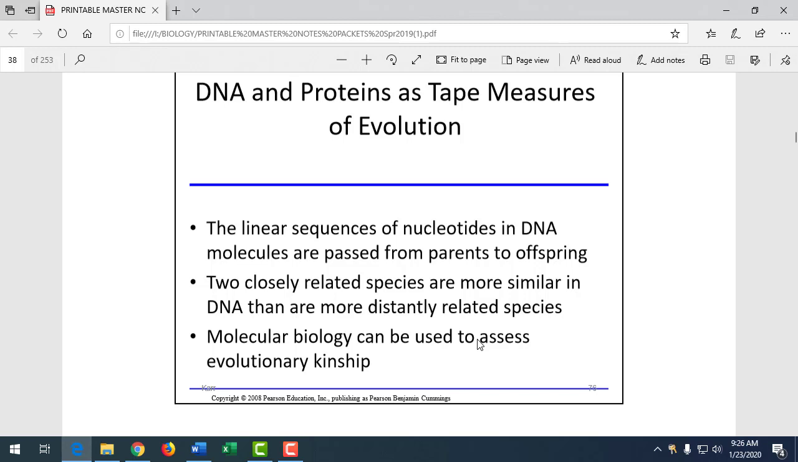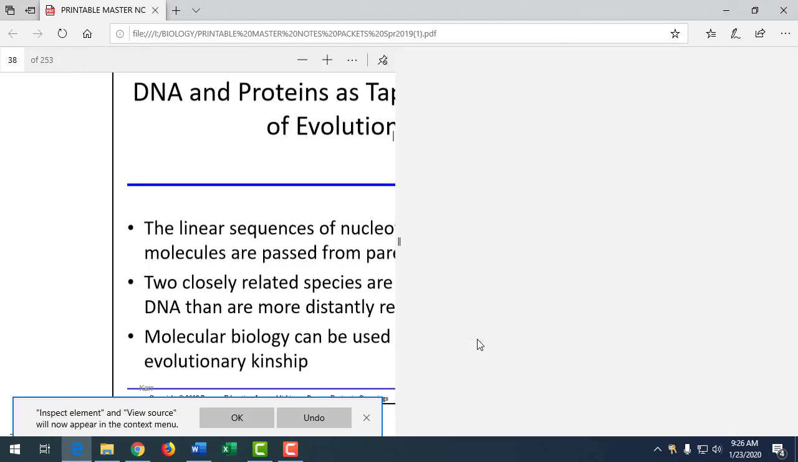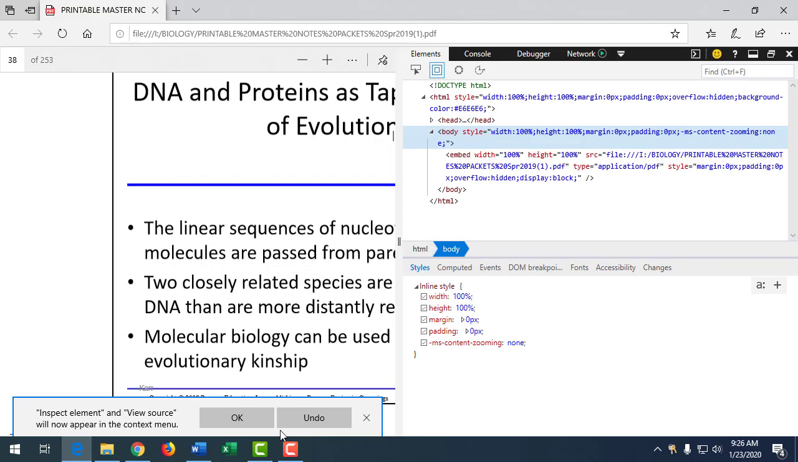All right, so that concludes the discussion on the chemistry of life. There is a Quizlet.